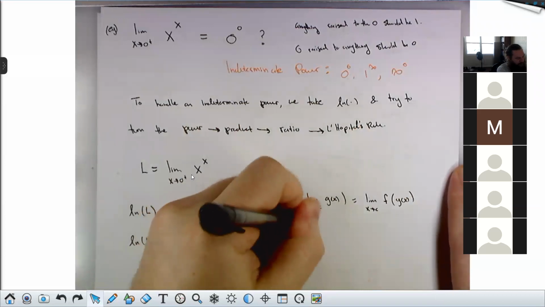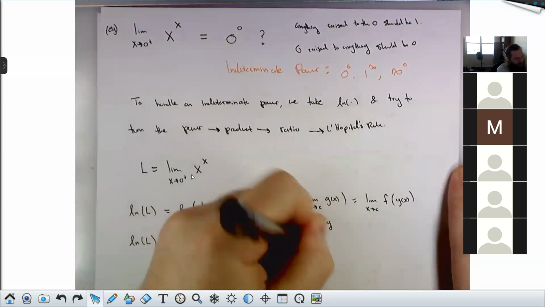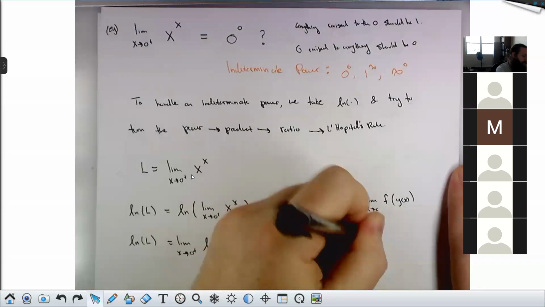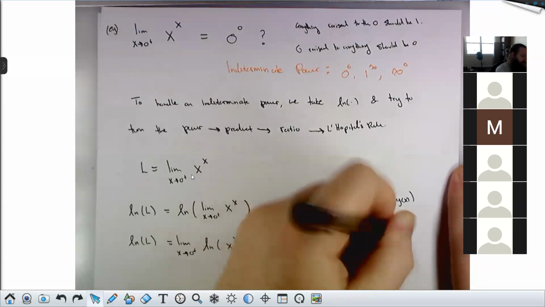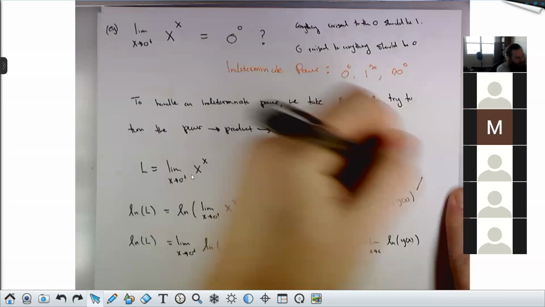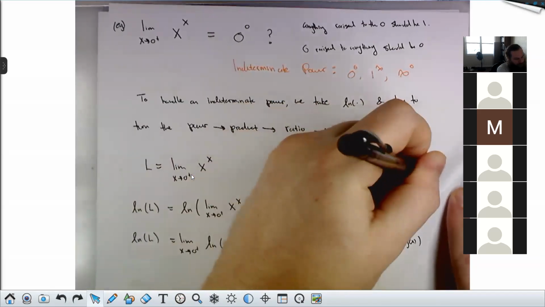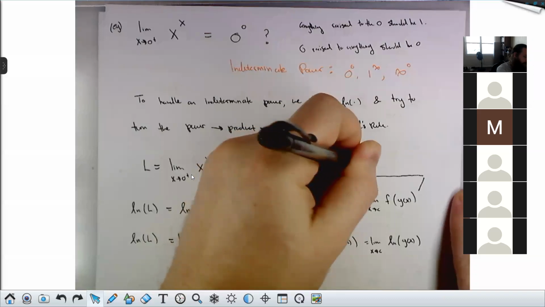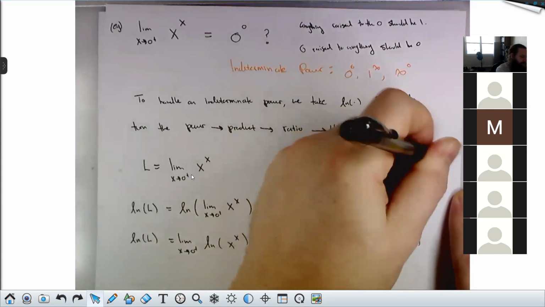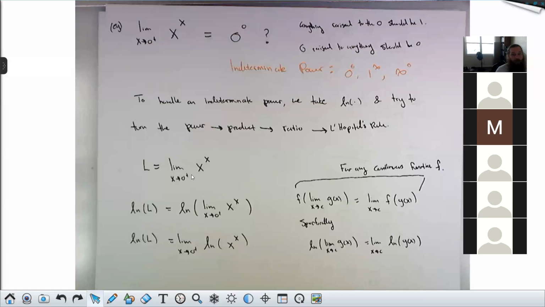And specifically, the natural log of lim x to c g of x is the same as the lim as x goes to c of the natural log of g of x. This is true for any continuous function f. And limits can come in and out of continuous functions. So in particular, they can come in and out of logarithms. So we take the log on both sides, and then we pop the limit out of the log.